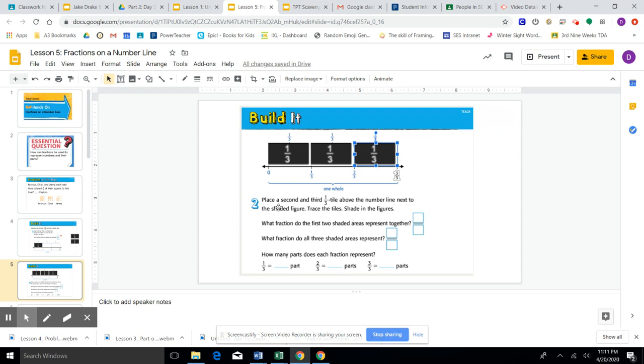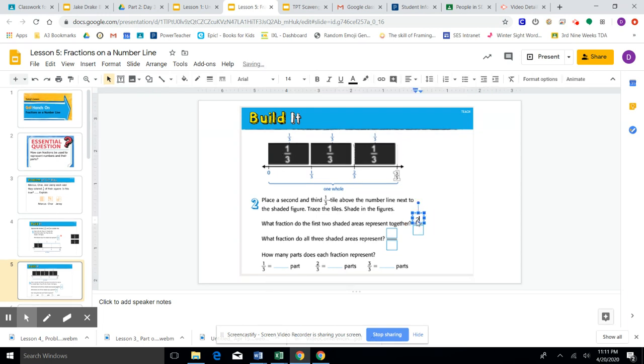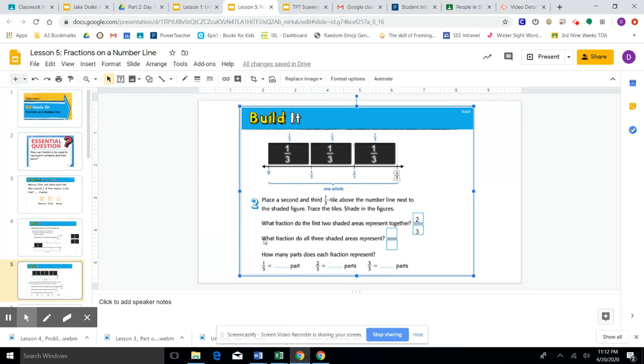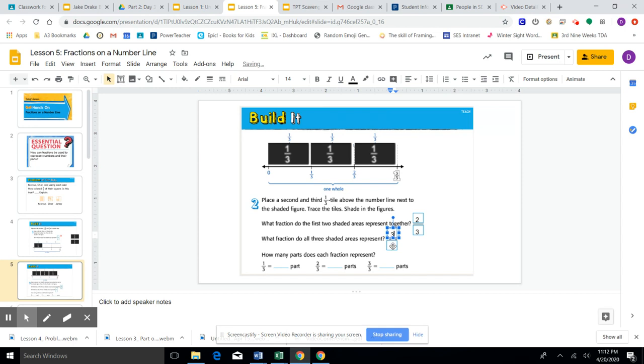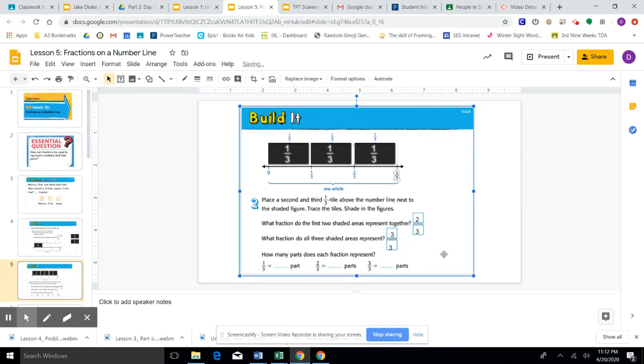Trace the tile, shade in the figures. What fraction do the first 2 shaded areas represent together? So 1, 2 out of 3, that would be 2/3. So here it would be 2/3 because 2 tiles represents 2/3. What fraction do all 3 shaded areas represent? 1, 2, 3. That represents 3/3. How many parts does each fraction represent?